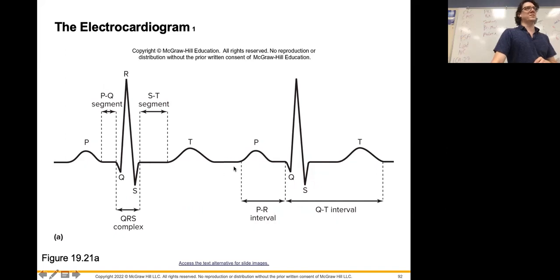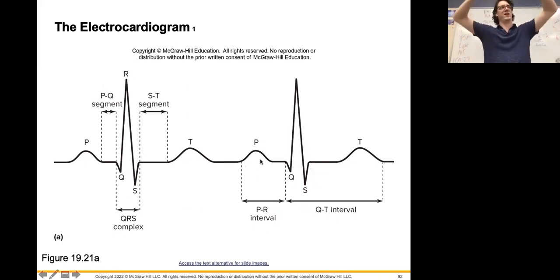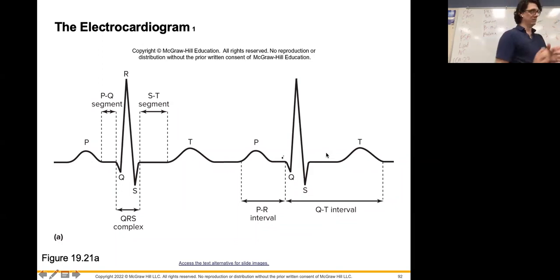So in this space, everything is relaxed, and then bam, the SA node sends out a signal, causes the atria to contract. Atria contract, push the blood through their atrioventricular valves into the ventricles. That's happening in this PQ space, okay? Then we depolarize the ventricles starting at the apex of the heart. So we depolarize, and this is going to lead to the actual muscle contracting, the ventricles contracting, which is going to push the blood out. The ventricles repolarize at our T.